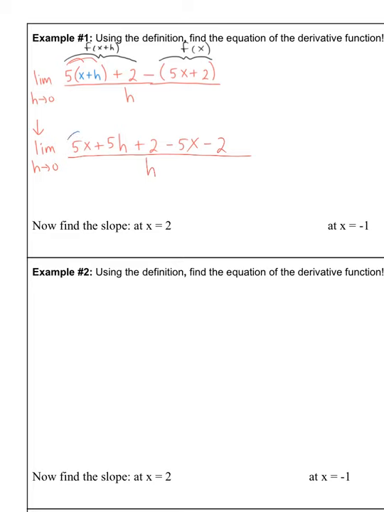Okay, now if you do it correctly, a lot of things should cancel out. Look at this. We've got a positive 5x and a negative 5x. Those cancel out. We also have a 2 and a negative 2. It really helps to circle them rather than to cross them out so you can see your work. But as you can see, a lot of stuff cancels out.